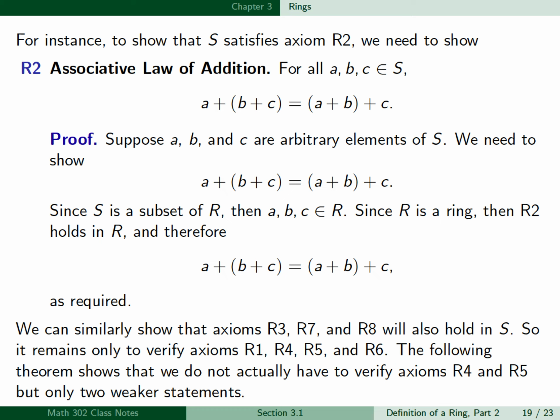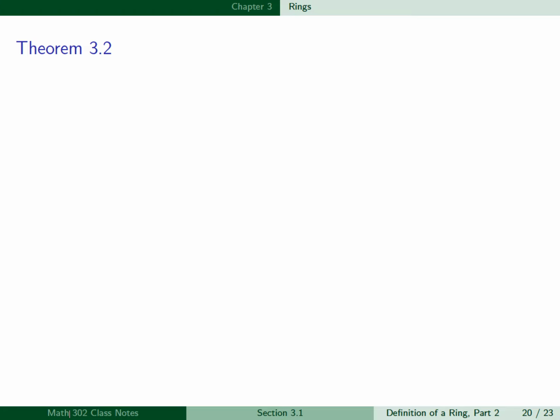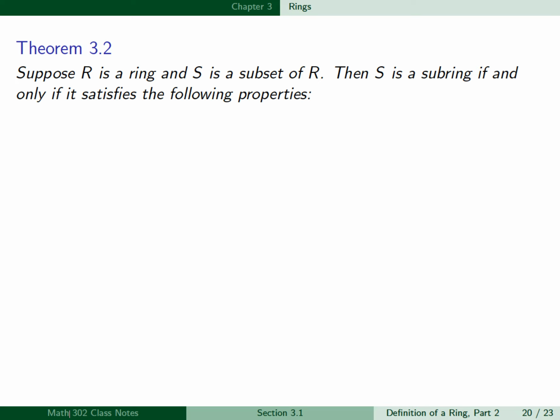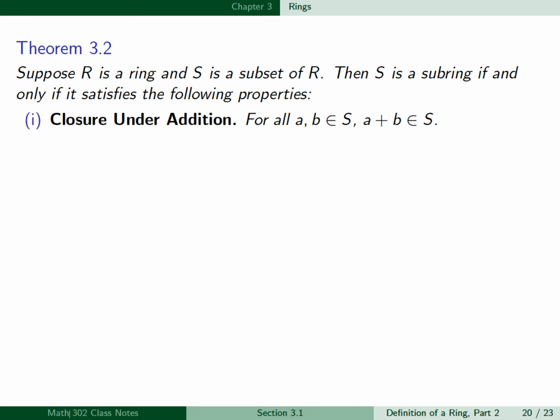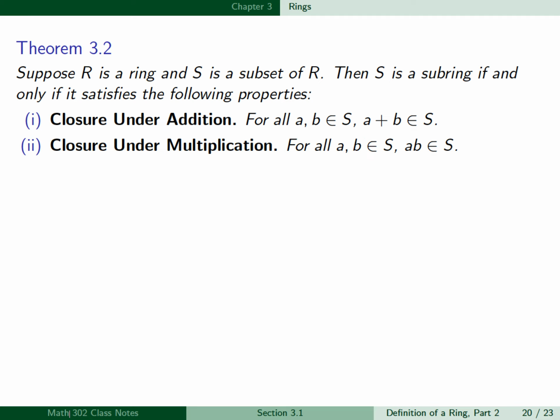And the following theorem shows that we do not actually have to verify axioms R4 and R5, but only 2 weaker statements. So this is theorem 3.2, and this says suppose R is a ring and S is a subset of R. Then S is a subring if and only if it satisfies the following 4 properties. So 1 is closure under addition: for all A, B in S, A plus B is in S. So we're dealing with properties of the subset S now. And 2 is closure under multiplication: for all A, B in S, A times B is in S.